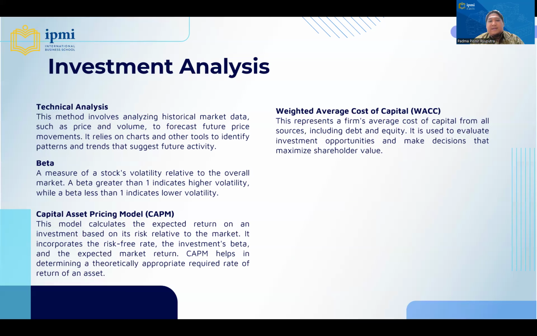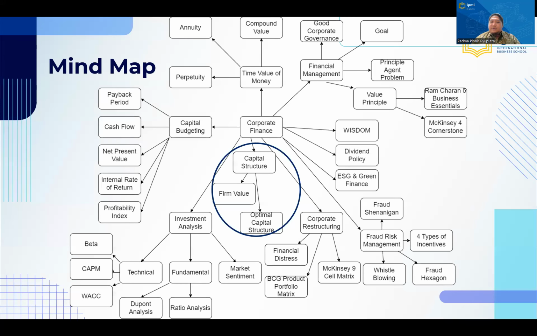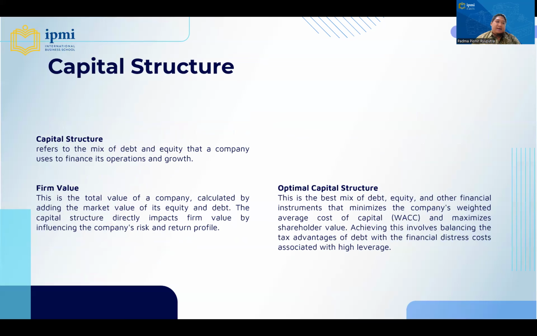And then lastly, weighted average cost of capital represents a firm's average cost of capital from all sources, including debt and equity. It is used to evaluate investment opportunities and make decisions that maximize shareholders' value. Next, we're going to talk about capital structure. Capital structure itself refers to the mix of debt and equity that a company uses to finance its operations and growth. The firm value is the total value of a company calculated by adding the market value of its equity and debt. The capital structure directly impacts firm value by influencing the company's risk and return profile.